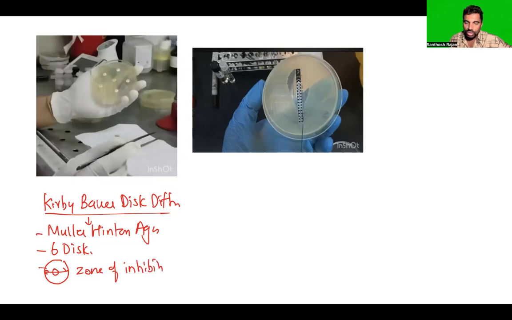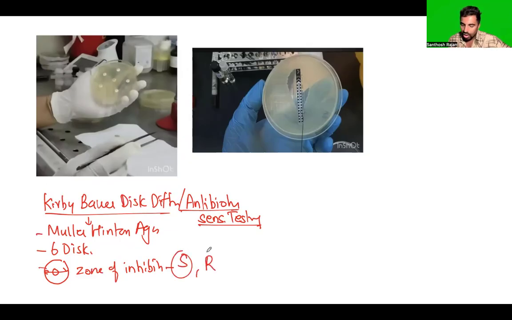So based on that zone of inhibition only, you say the drug, whatever the drug you are putting. So Kirby-Bauer is for antibiotic sensitivity testing. Basically, it is called antibiotic sensitivity testing, AST we call. So based on the zone of inhibition, you tell the drug is sensitive or resistant or intermediate, you classify it. Okay, it doesn't talk about MIC value, it talks only about the sensitivity, resistance or intermediate based on the zone of inhibition.